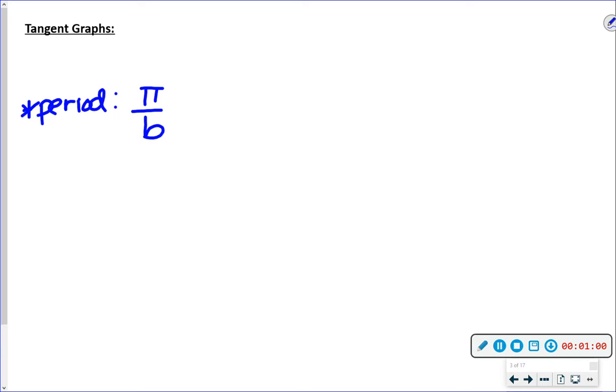Now, the other piece that you have to find to draw these graphs are the vertical asymptotes. Now, I'm going to talk about the why there's vertical asymptotes, and then of course we need to talk about some easy ways to memorize them.